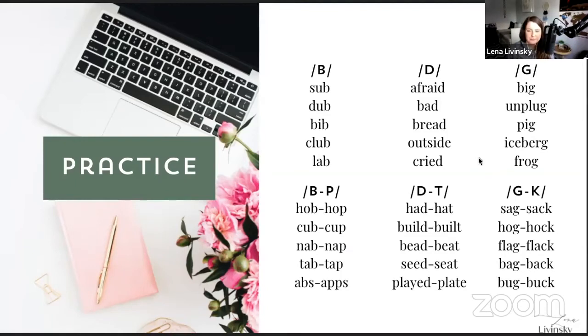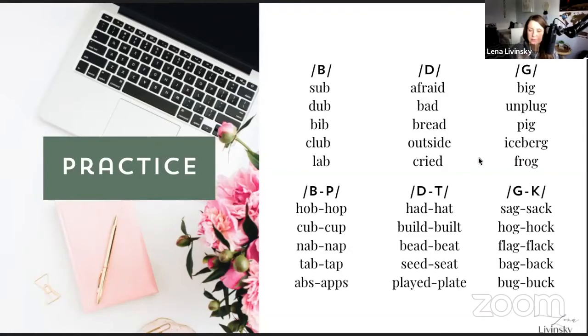Afraid, bad, bread, outside, cried. So I'm really pronouncing that last sound as a voiced sound, right? Because d is voiced. So it's not afrait or bat. It's not breat, outsite. So it's something to really pay attention to, because if we say bat instead of bad, you know, those are two very different things. So it's something to pay attention to a lot when you're talking.